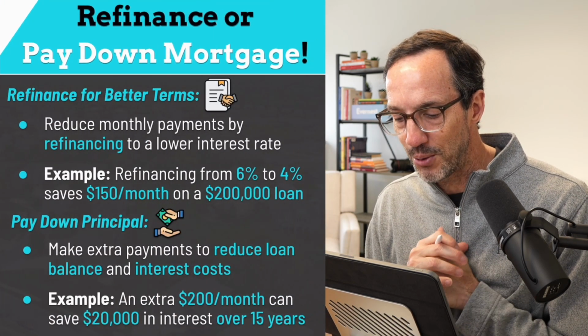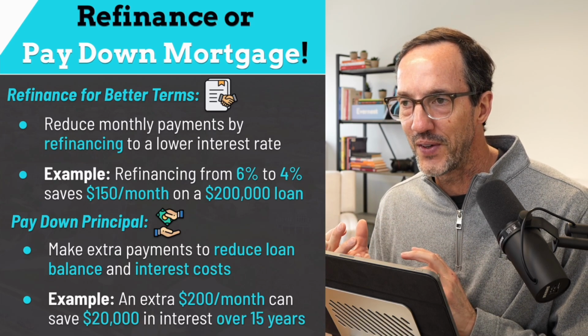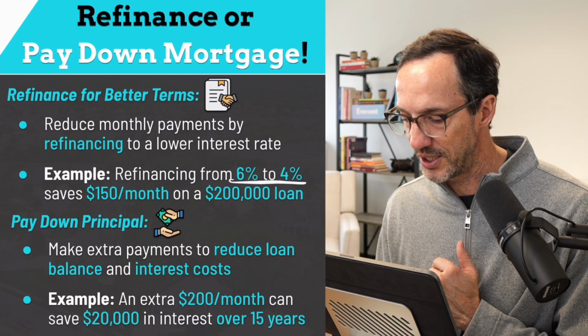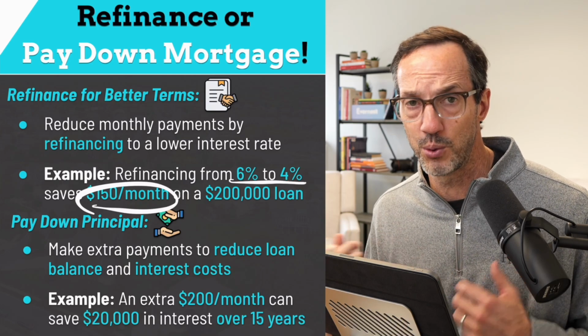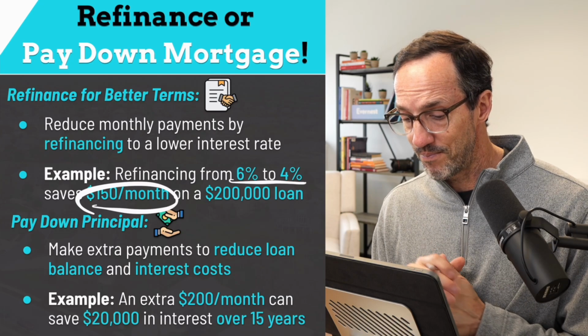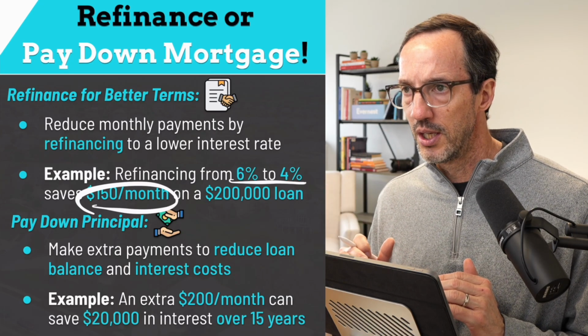What about refinance or pay down mortgage? Now, these two things are very different. Refinance is going to bring down your mortgage payment. If you're taking it, say, from a 6% to a 4%, obviously that's going to save you around $150 a month, which is great. Hopefully we'll see 4% again sometime soon. But regardless, I think refinancing is good for some people.